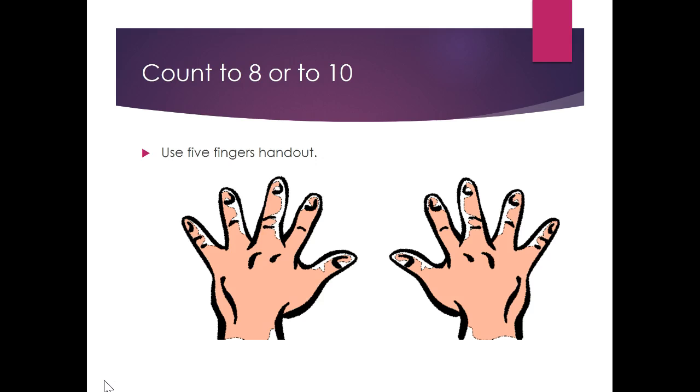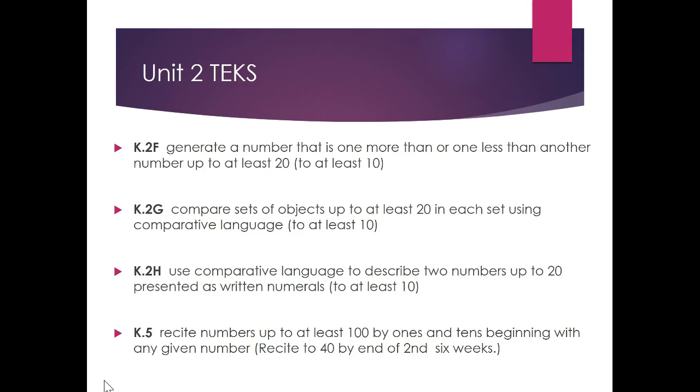Another activity is Use 5 Fingers handout. That is also available in Eduphoria when you click on the text, and you'll notice new activities are there for you. Unit 2 texts have K2F, K2G, K2H, and K.5. So we're going to be comparing sets using comparative language such as more than and less than, as well as one more than and one less than, and reciting numbers, which we know K through 5 comes around every 6 weeks. This first 6 weeks it was counting to 20. The second 6 weeks it'll be counting to 40.